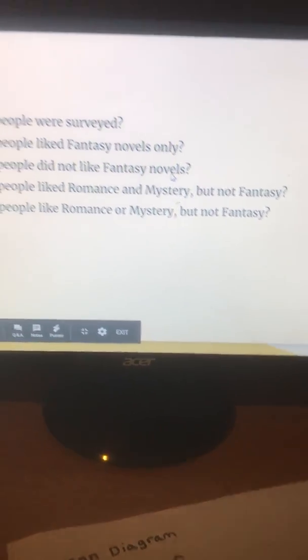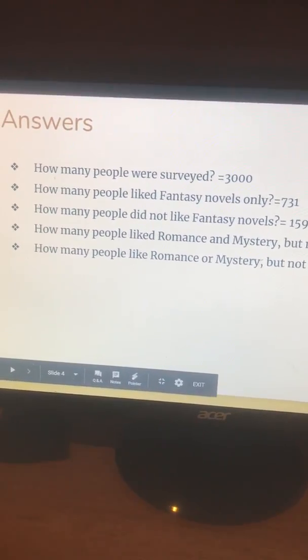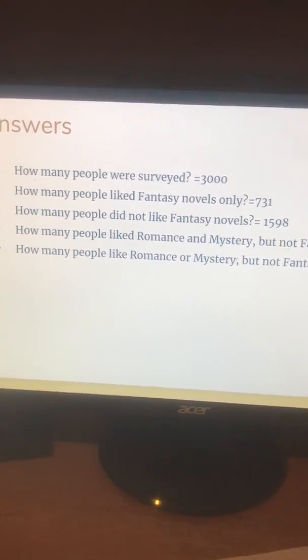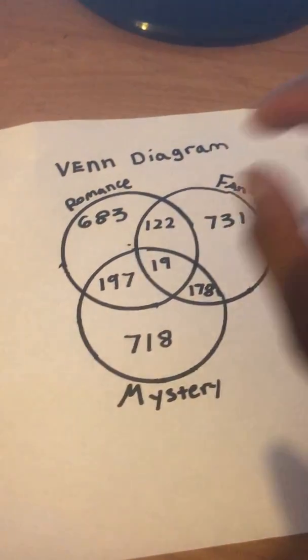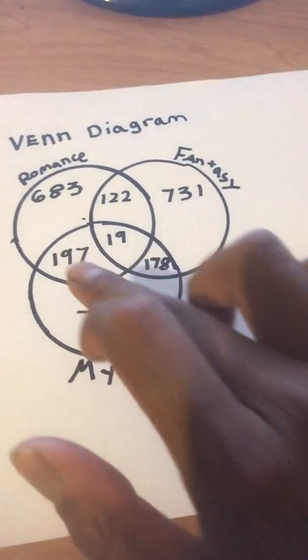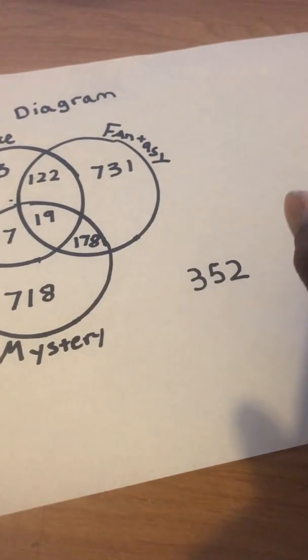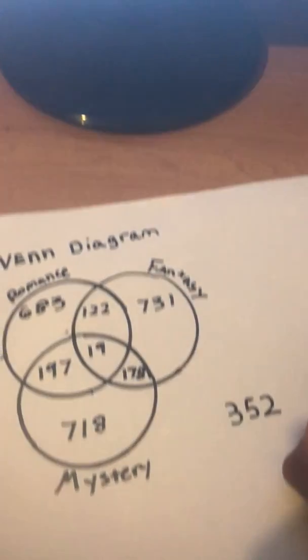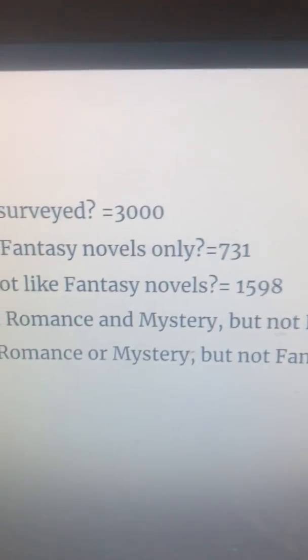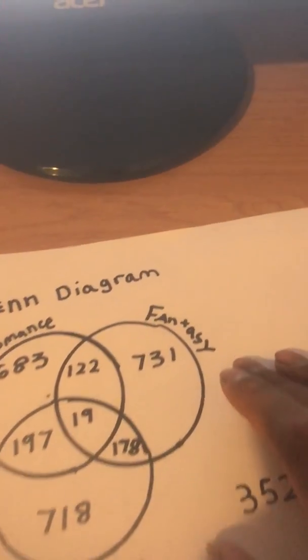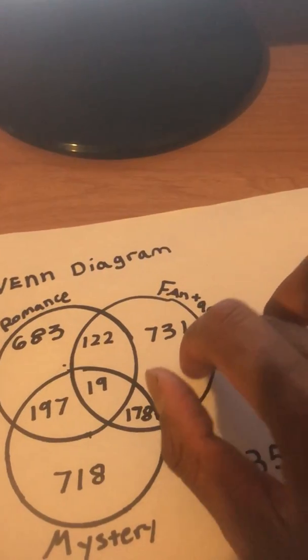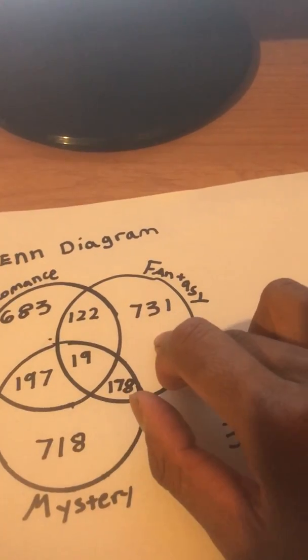And then going to my last slide, which is the answer slide. How many people were surveyed? After adding all the categories together, including the people that read multiple novels together, as well as people that didn't read any of the novels, I calculated it was 3,000. And then for my second problem, how many people like fantasy novels only, I just got the total that read only fantasy novels, which was 731.